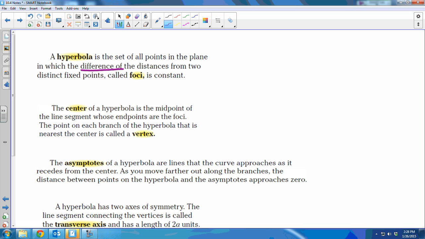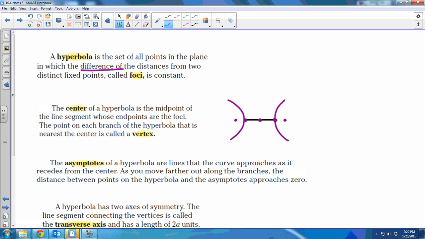The center is the midpoint of the line segment whose endpoints are the foci. Not hard to figure out. And the point on each branch of the hyperbola that's nearest the center is called the vertex. So if we have a horizontal hyperbola, and you've got one on your note sheet, each of these endpoints would be a vertex. The center would be in the middle, of course. And then the foci would be inside the hyperbola. All right.